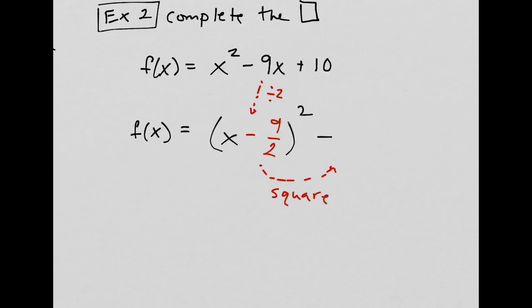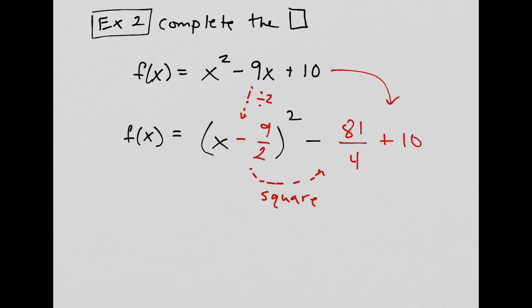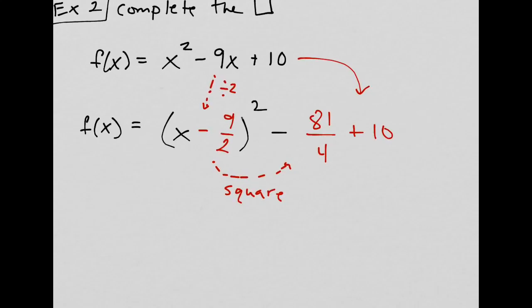What's 9 squared? 81. What's 2 squared? 4. That's an easy way to just square the fraction. And then I bring this down. So plus 10. Check it out. Am I adding or subtracting fractions? Adding. I am, right? Yeah.